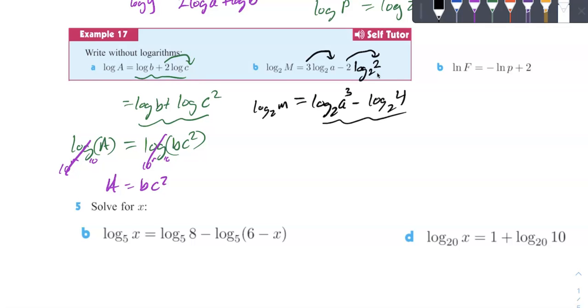Now I can combine these. So notice that 3 came to power, and that 2 became a power. 2 squared is 4. Minus means divide, so log base 2 of a cubed over 4, log base 2 of m. And now there's only a log on both sides, so we're going to cancel these out. Basically, we're going to take the base 2 power to both sides, and we get this.